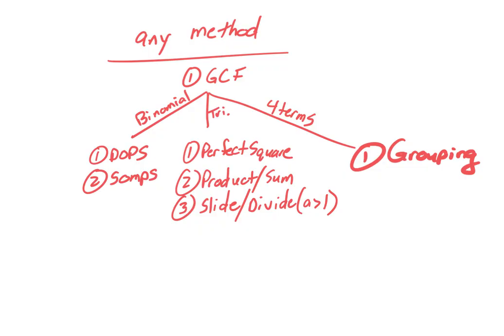Because you're going to have some problems today towards the end of the assignment that are just going to say factor. And you're going to use any of these methods that are in play. So the beginning of your assignment today will be the perfect square trinomials and the new ones that we talked about. And then towards the end, it'll say solve or factor using any method available. So let's look at a couple of examples.